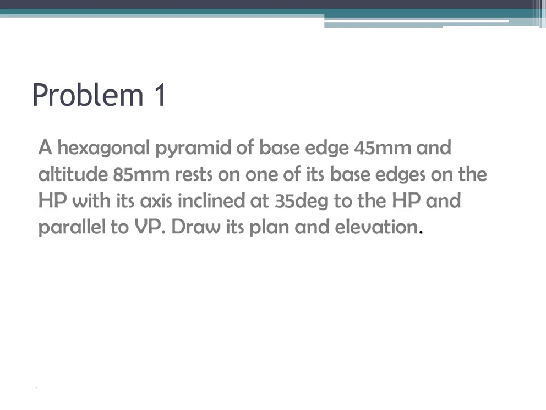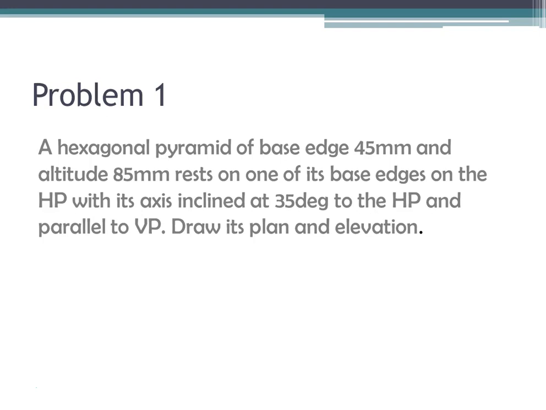So we have a hexagonal pyramid with a base edge of 45 mm and an altitude of 85 mm, resting on one of its base edges on the horizontal plane with its axis inclined at 35 degrees to the HP and parallel to the VP. Draw its plan and elevation. So basically we need to draw the top and front views of this final position.